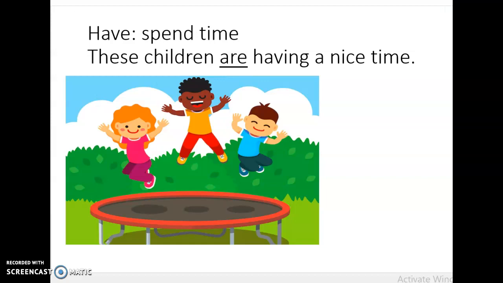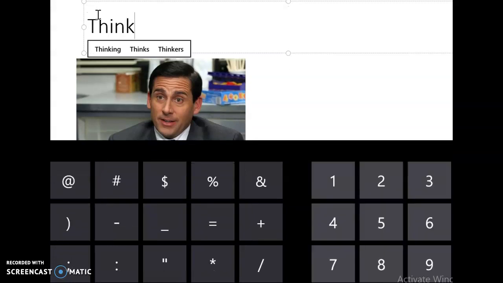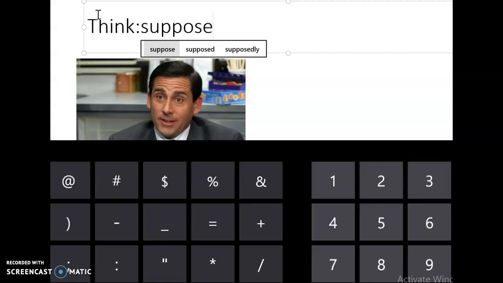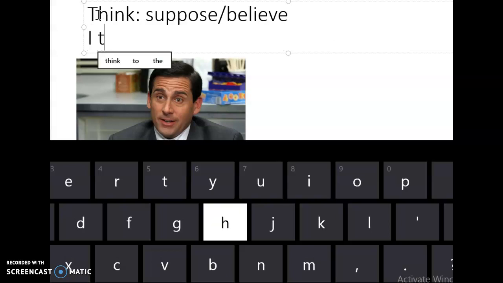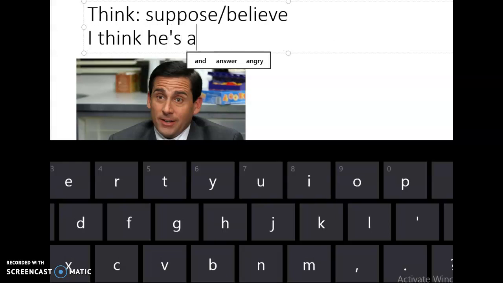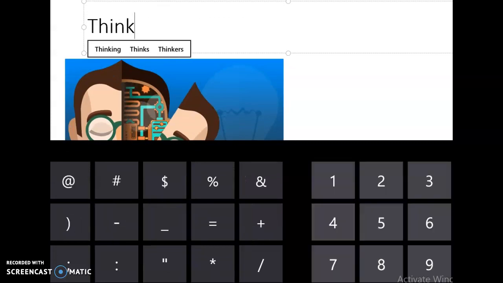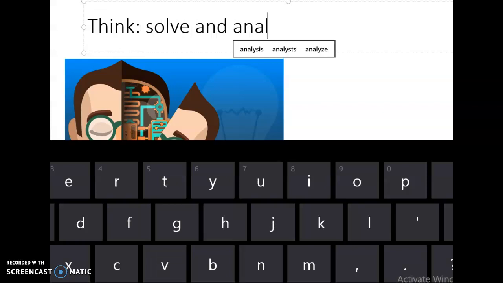Okay? There's another exception, which is for think. Think can have two meanings. Think can mean suppose, believe. So I say, I think he's angry. It's just an idea that has come into my mind. Suddenly it came into my mind, I think he's angry, so I don't add ing to it. But think can have another meaning, and think can mean to solve and analyze. Then, okay, we can use it in present continuous.